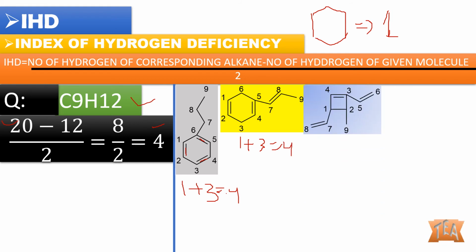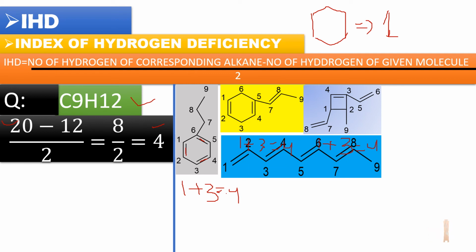In the third example, you can see here there is cyclobutene, that is one ring, and again 3 double bonds. So the total IHD is 4. In the fourth example, you can see here there is no ring. There are a total of 4 double bonds. So IHD is 4.